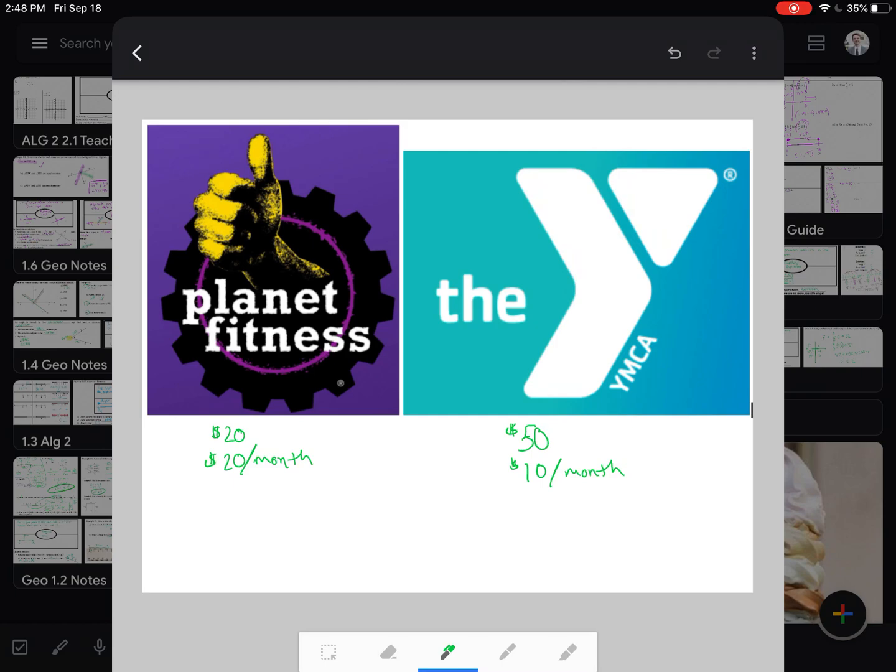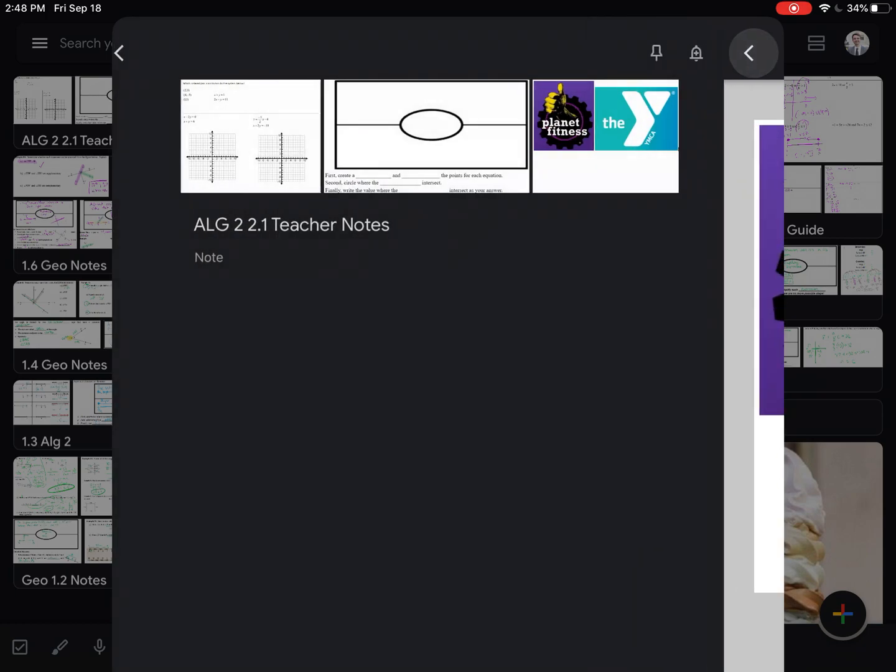So two different pricing models here. And we're going to use today's skill to go back and evaluate which one of these two gym memberships is the best deal for you. So there's our start. That's what we're going to ground it in, and we will come back to this slide after we go through the next few examples.